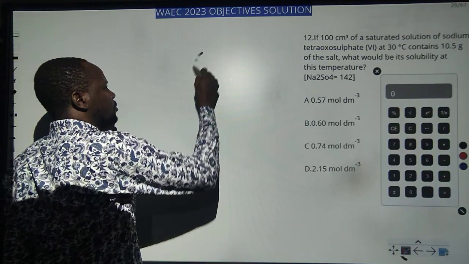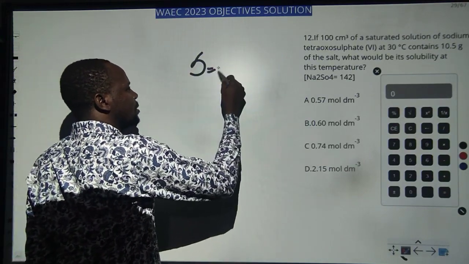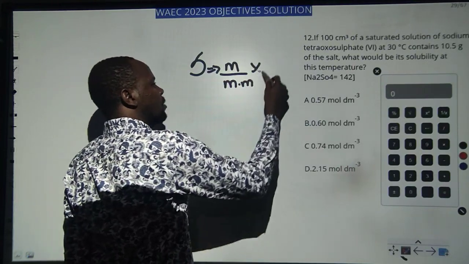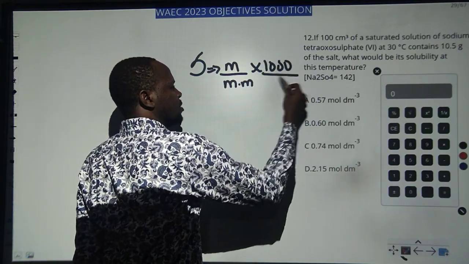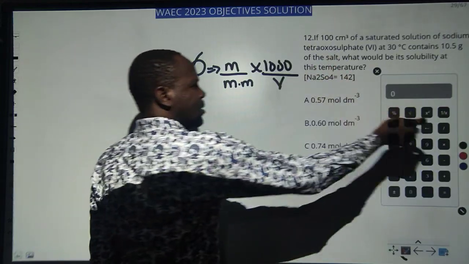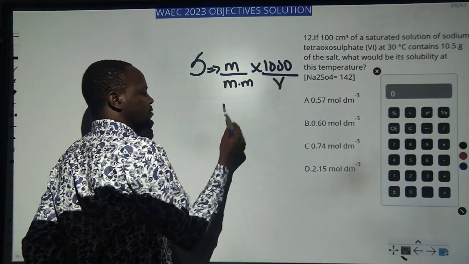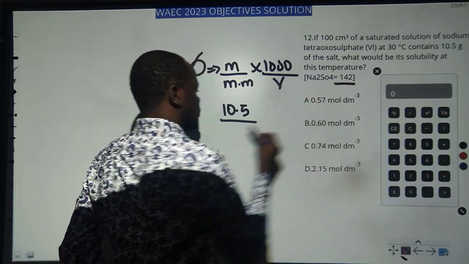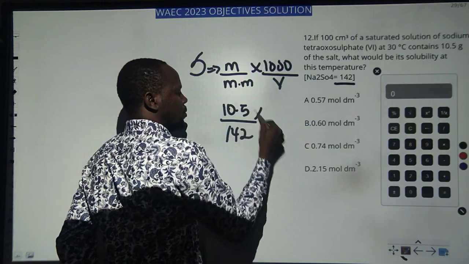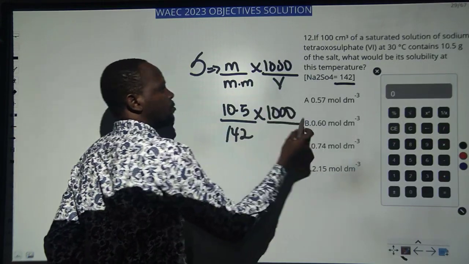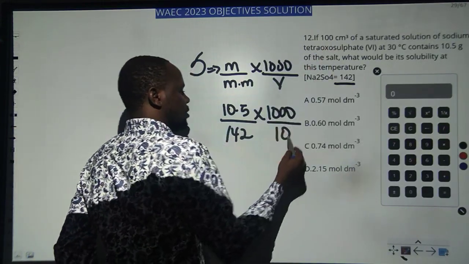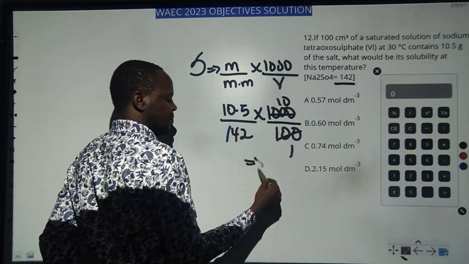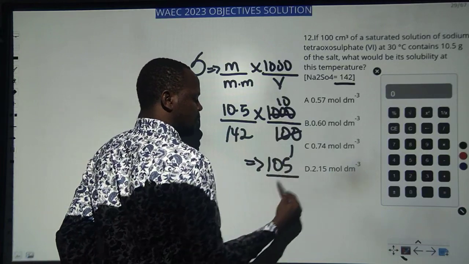Everybody should know, and if you don't know, solubility is the mass of a substance over the molar mass, times 1000 cm³ over the volume. So just substitute. The mass is 10.5. The molar mass is 142. So direct. Volume is what you are looking for here. Volume is 100. So you can cancel here 1, here 10. Then you can see it is now 105 over 142.